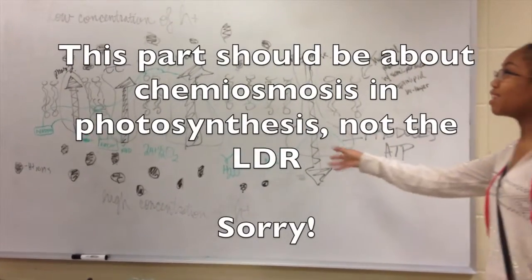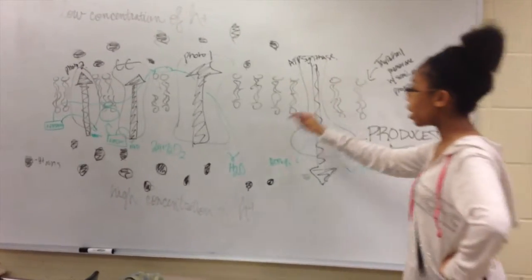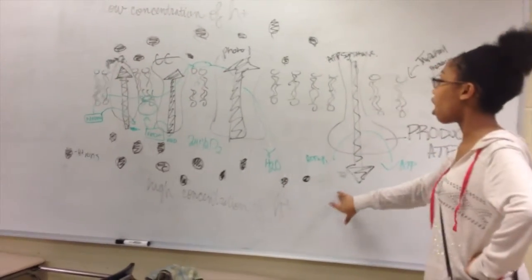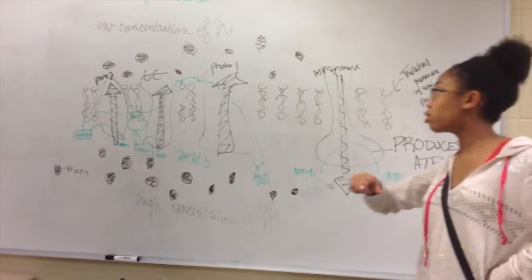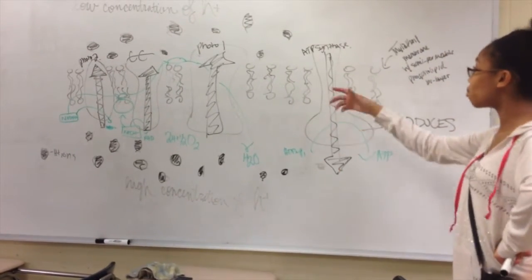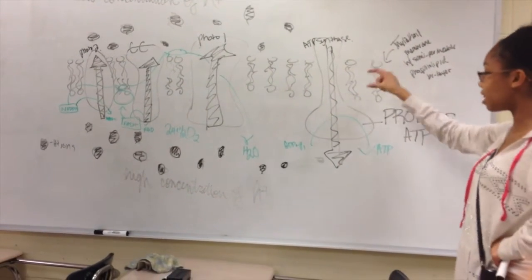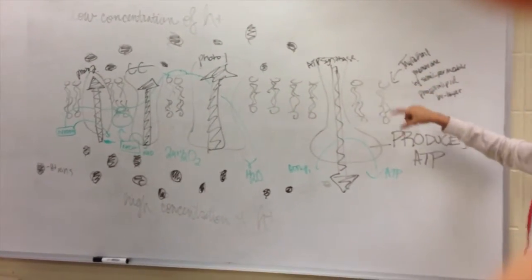The following image shows light-dependent reactions. This is when concentrations of H+ ions go from a high concentration to a low concentration. It goes through photosystem 2, the cytochrome complex, photosystem 1, and then it goes back down through ATP synthase, which produces ATP from ADP plus a phosphate ion. This is going through the thylakoid membrane.